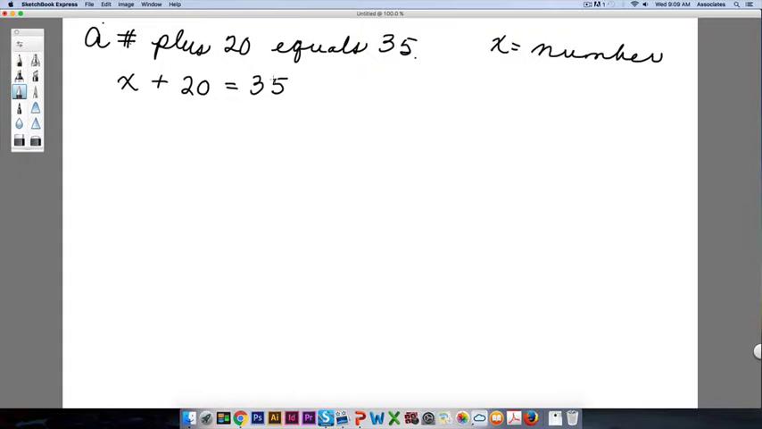We don't have to solve anything. So let's look at the second one. The second one says a number plus twice.